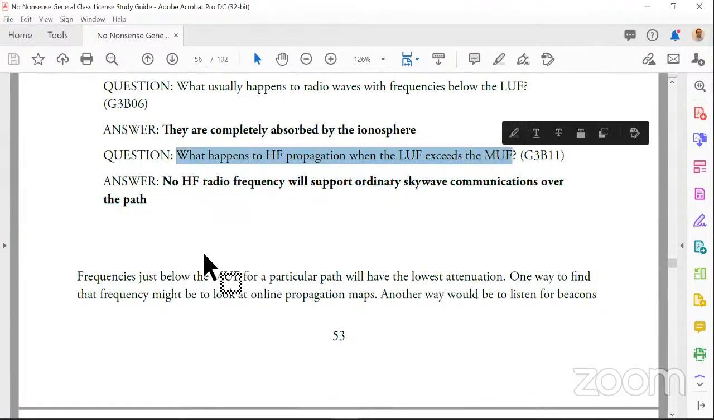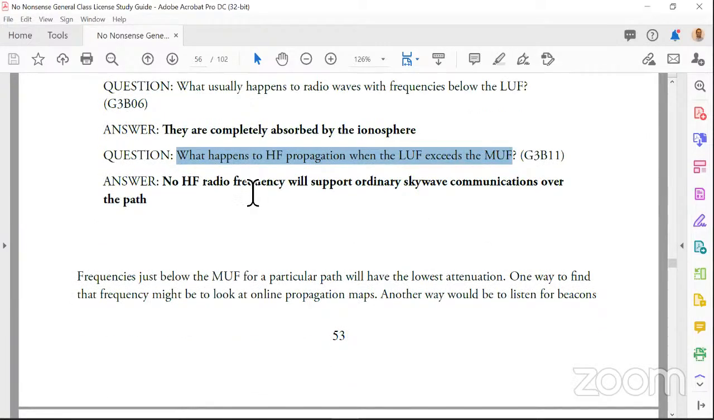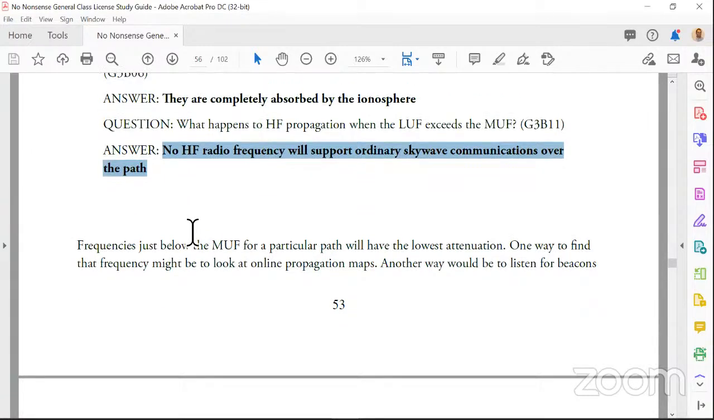Okay, next question in the question pool. What happens to HF propagation when the LUF exceeds the MUF? Wow, yes, that can happen. Hopefully it doesn't happen too often. But if your lowest usable exceeds your maximum usable, no dice. It means no HF radio frequency will support ordinary skywave communications over the path. That means you will have no ionospheric propagation. That's what they mean by the skywave communication. Skywave depends on the ionosphere to bounce your signal off of. And if the LUF exceeds your MUF, that means there's no usable frequency. So that's why the answer is no HF radio frequency will support ordinary skywave communications over that path.